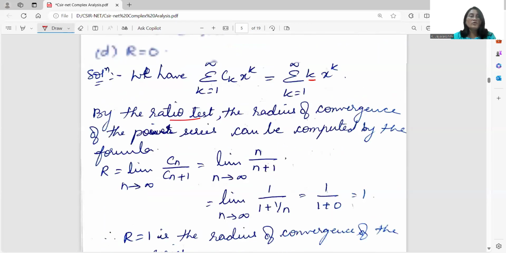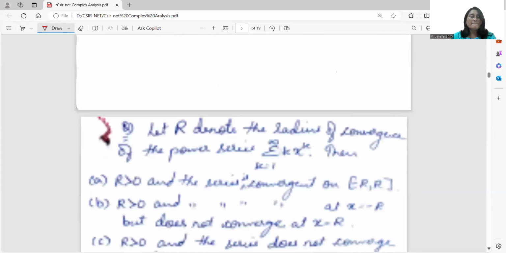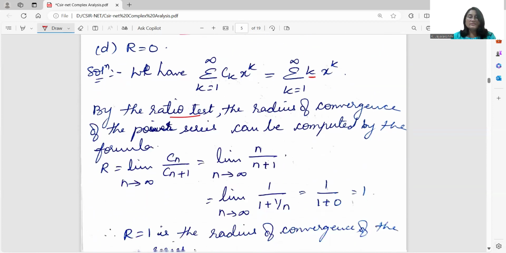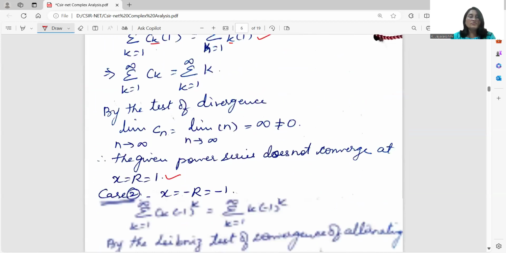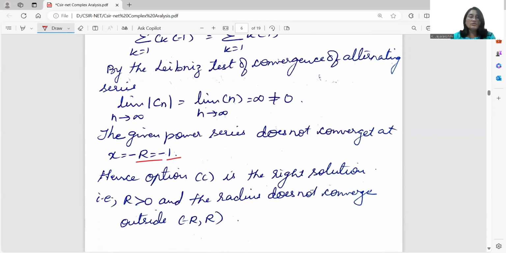If we go back to the options, here you see option C: R is greater than 0 and the series does not converge outside minus R comma R. With all the application of the tests, we see that option C is the right solution. That is, R is greater than 0 and the series does not converge outside minus R comma R. So these are the two questions for today, completely related to the radius of convergence.